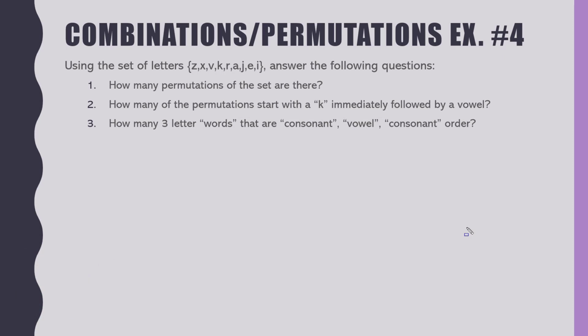So example number 4 here. We have the set of the letters Z, X, V, K, R, A, J, E, I. How many permutations of the set are there? 9 factorial, right? How many ways can I rearrange it? That's it. Easy enough. How many of those 9 factorial permutations start with a K and are immediately followed by a vowel? So how do we walk through something like that?